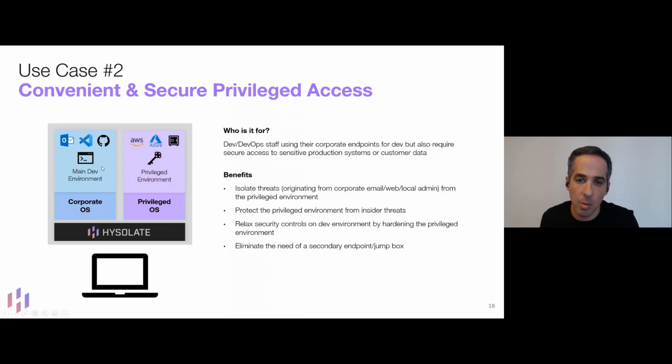And by having this second privileged environment, you can suddenly relax some of the security restrictions you put on the main development environment, because they're no longer needed, because you have the more sensitive stuff in the privileged environment. And this is where you actually harden to the extreme, while the development environment can be a bit looser. This eliminates the need for a secondary endpoint or a jump box, and lets you work safely, knowing that your privileged access is secure. So that's a second use case for Isolate.